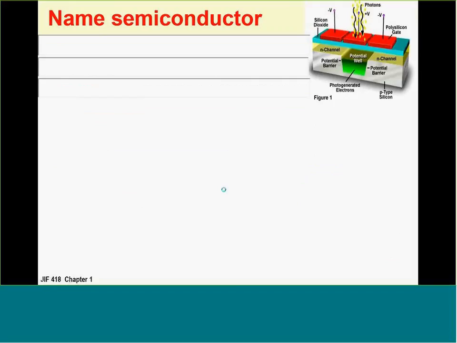Okay, Ifa and Ismarul. So basically, can you name any semiconductor? Anyone? Ifa, Ismarul? Name any semiconductor that you have known. Just write it in your chat line.